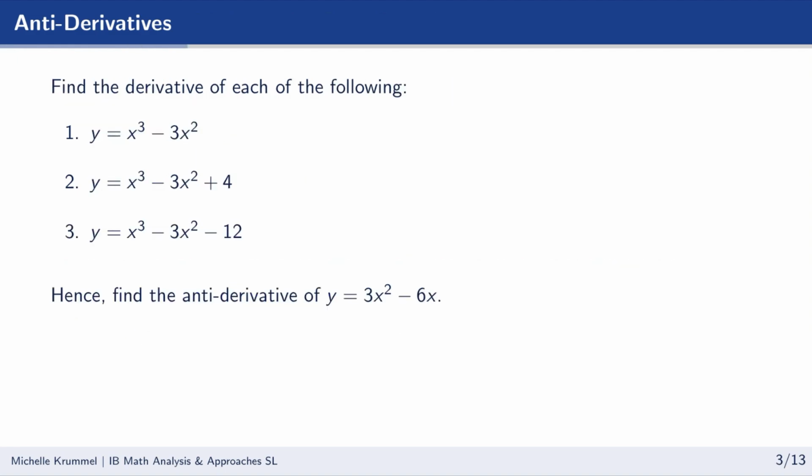So first, let's find the derivative of each one of these equations. y equals x cubed minus 3x squared. We're going to use the power rule to find the derivative. So we can say y prime or dy/dx. There are different notations for the derivative. y prime equals 3x squared minus 6x. There's our derivative.